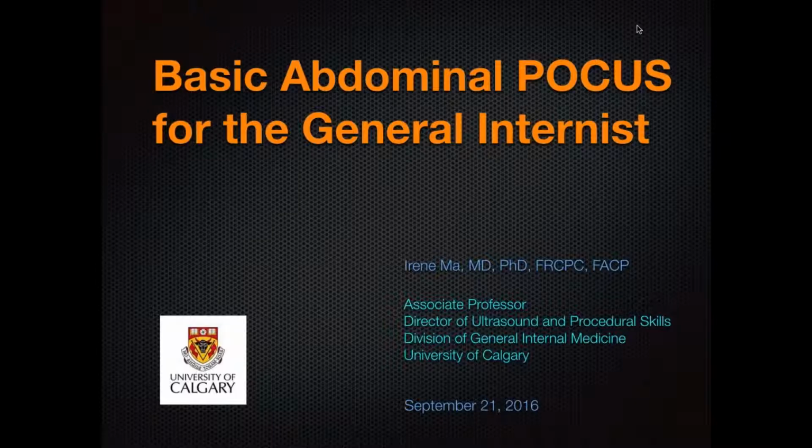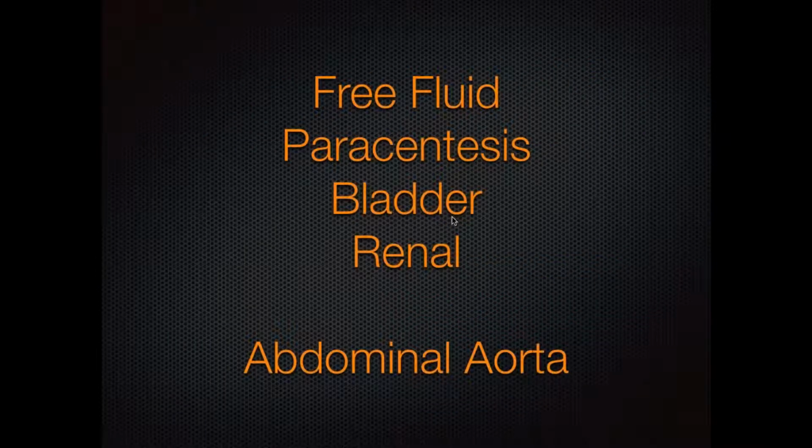So in today's talk, the items that I'm going to be going over are the following. I'm going to be going over some of the basic abdominal point-of-care ultrasound uses that would be of use to the general internist. Specifically, how POCUS could be used to detect intra-abdominal free fluid, guiding paracentesis, evaluating the bladder and the renal system, and I'll touch on briefly how it might be useful in evaluating the abdominal aorta.